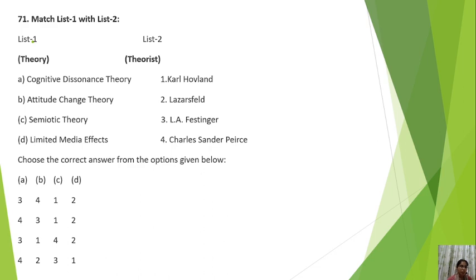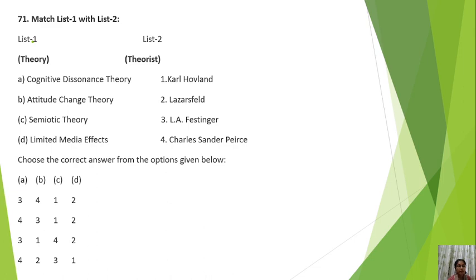It is associated with Paul Lazarsfeld in America's U.S. presidential election, when they gave the limited media effects and told that voters are not affected by media. That is, media has limited effect. Rather, they are affected by the opinion leaders. Then they came with two-step flow theory, multi-step flow theory. Okay, and this semiotic theory.